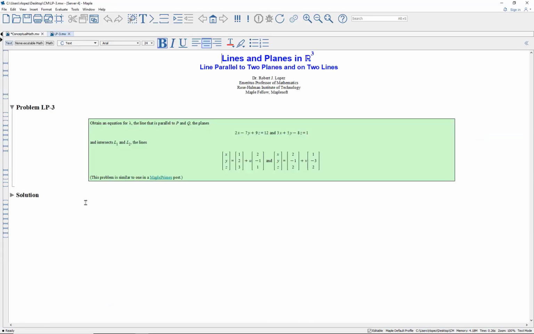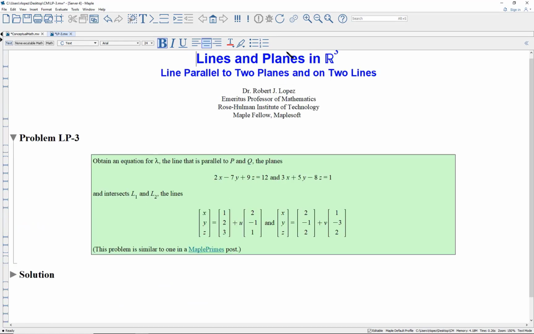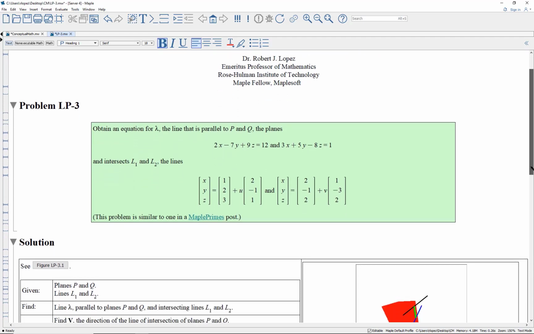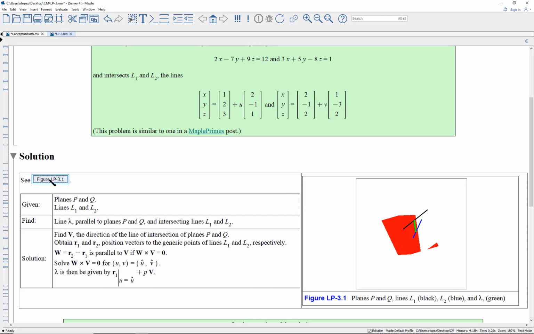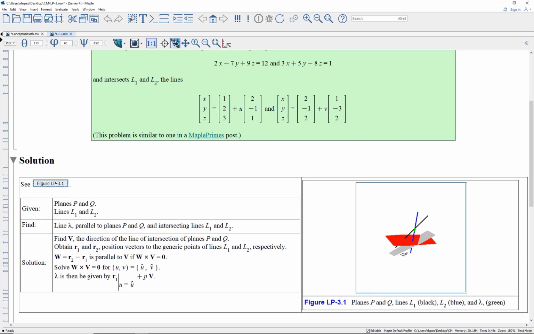So go over to this hyperlink here. Here's a statement of the problem linked to the original post. Let's begin thinking out the solution to this problem. So here's this figure. These are the two planes that have been given. They intersect. A line parallel to both planes is necessarily parallel to the line of intersection. So we have a direction for this line. It's the line of intersection of the two planes that gives us this direction vector.